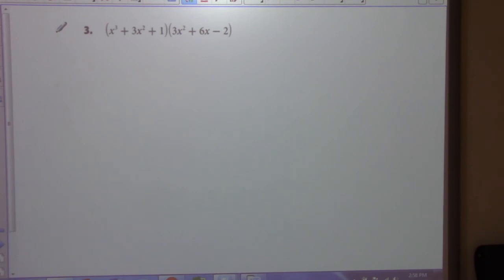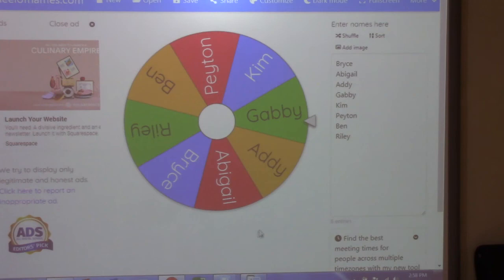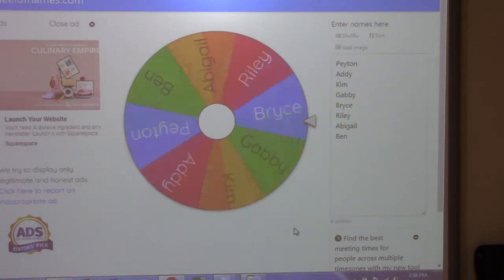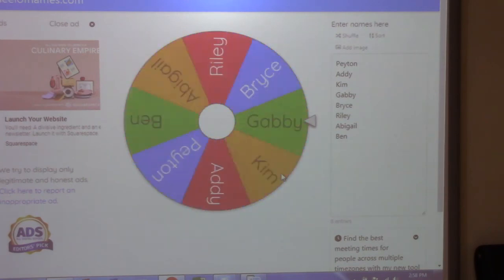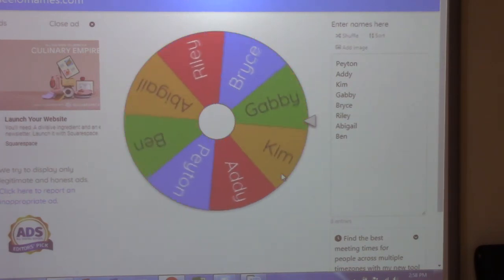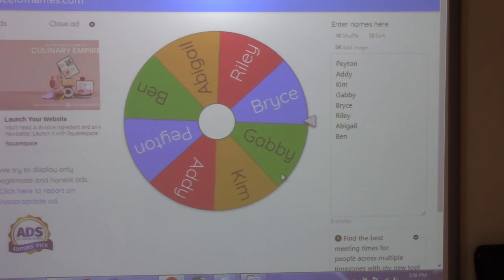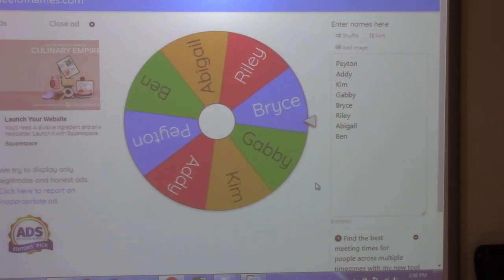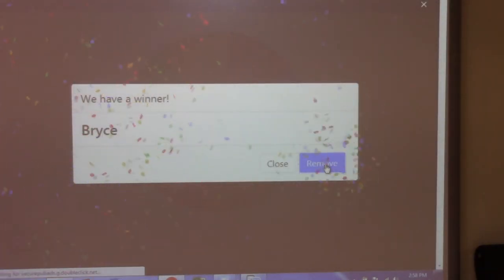All right. Let's get to our wheel of misfortune. Wheel of despair. Kind of like that. Wheel of despair, wheel of misfortune. Gabby, Bryce, Gabby, Bryce. Bryce.